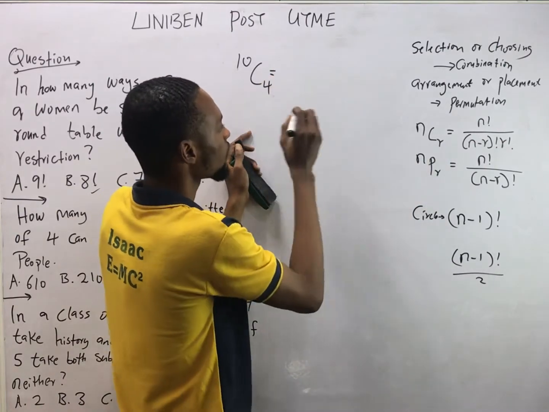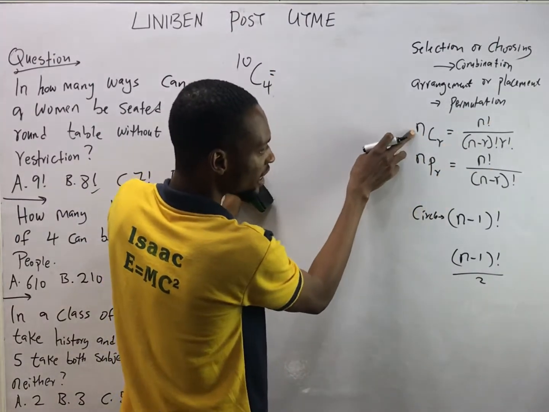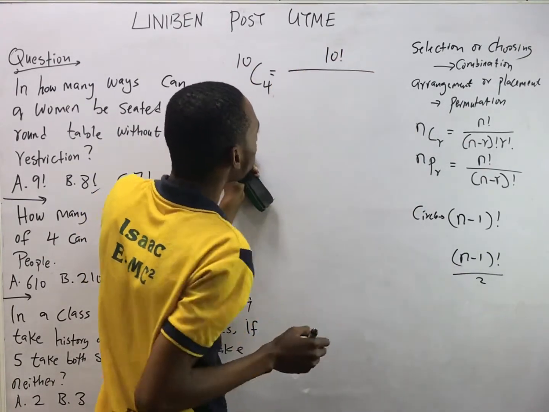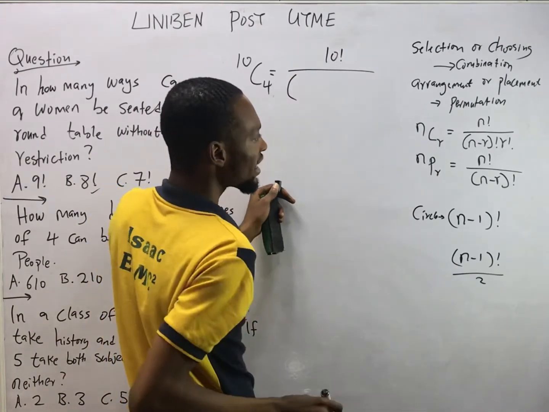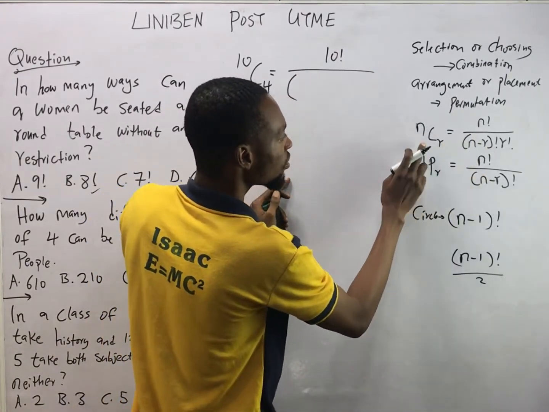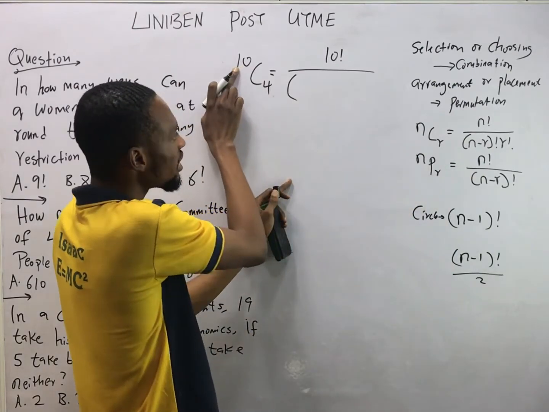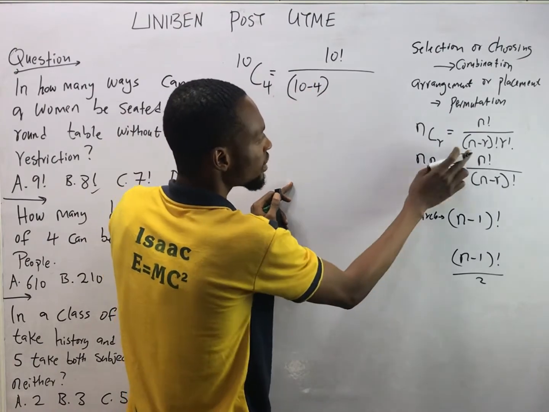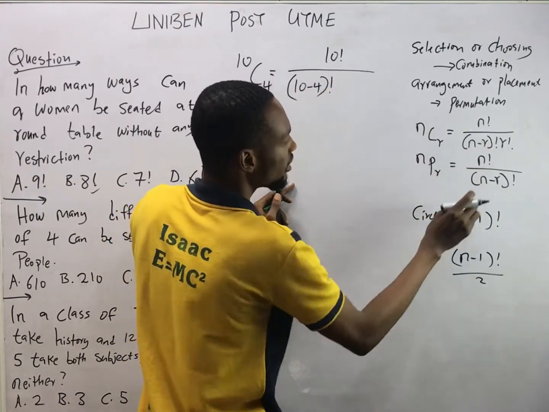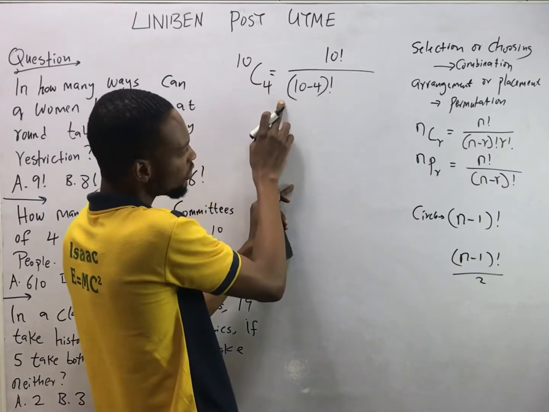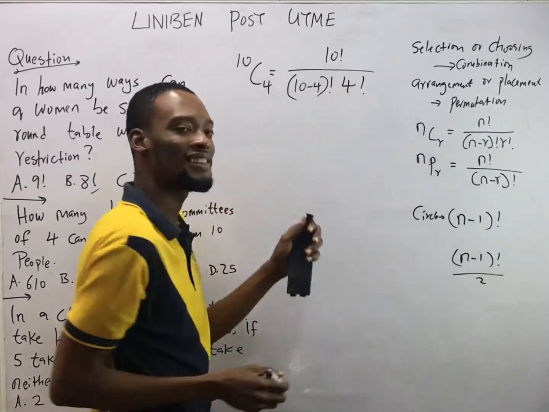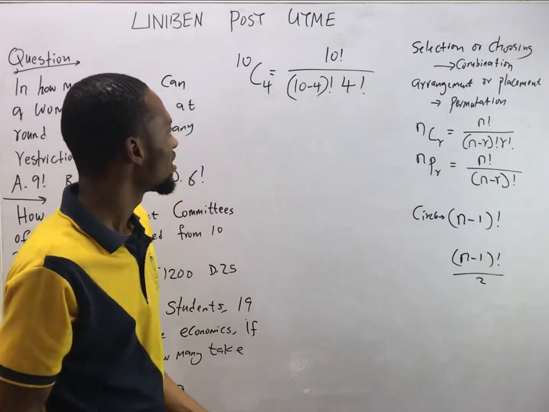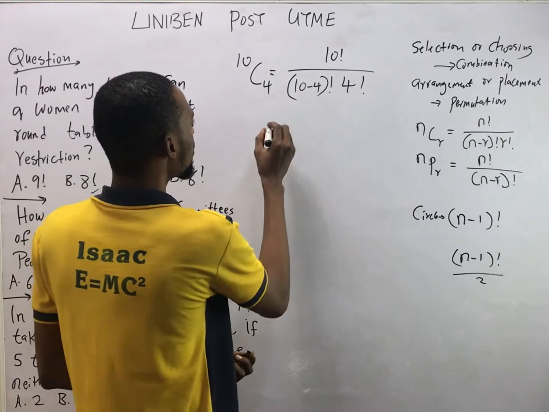So this equals N factorial, which is the one here. So here will be 10 factorial. So 10 factorial over bracket N minus R. So this is N, this is R. This is N, this is R. That means we have 10 minus 4, bracket close, factorial, and R factorial. R is 4. So 4 factorial. So we substituted into the combination equation.